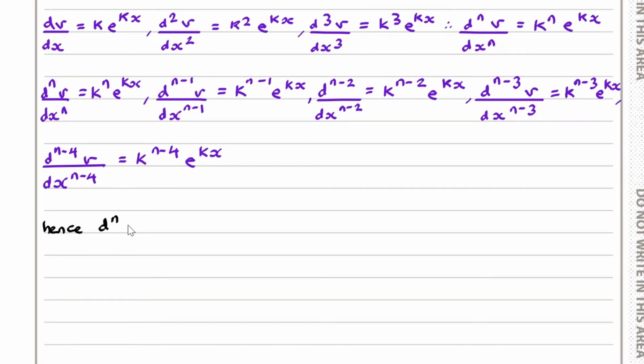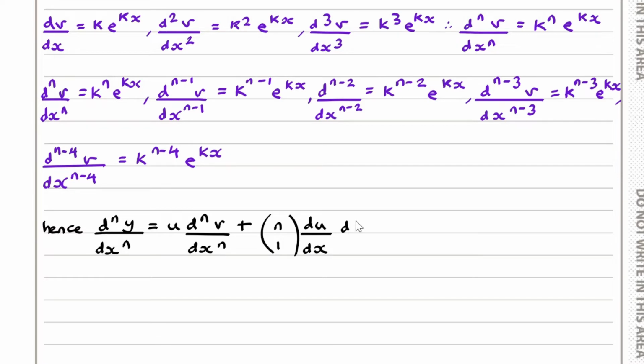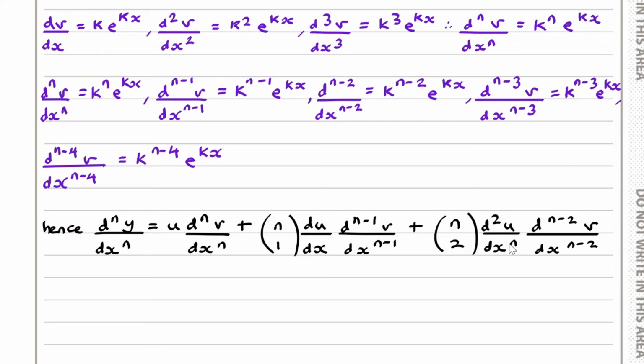We have d^n y over dx^n, that's equal to u lots of d^n v over dx^n, and then we have n choose 1, du over dx lots of d^(n-1) v over dx to the power of n minus 1. Then we have n choose 2, d^2 u over dx^2, lots of d^(n-2) v over dx^(n-2).